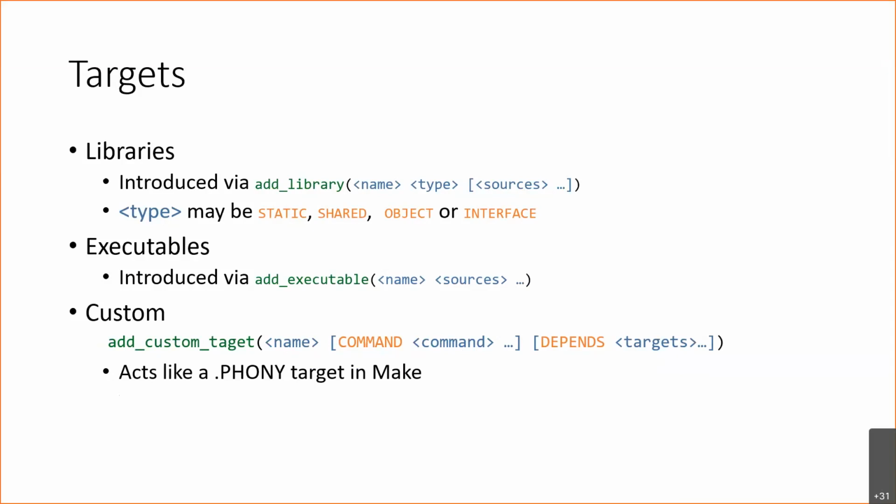Executables are added with the add executable command. Same basic syntax, other than it doesn't take a type argument. And then you've got custom targets. The syntax here is simplified because the full range of options it takes would probably fill this entire slide. But it acts like a phony target would in Make. So it's just a named target that doesn't necessarily generate an actual file, and other targets can depend on it, and likewise, it can depend on other targets.